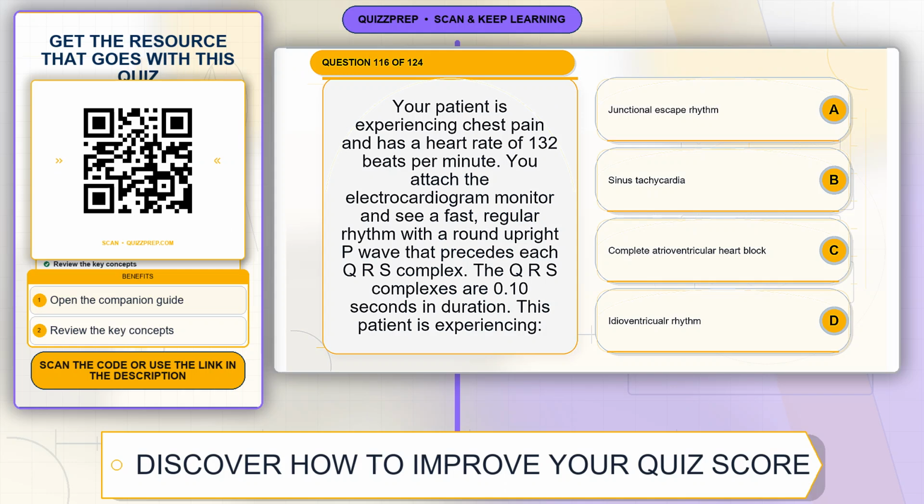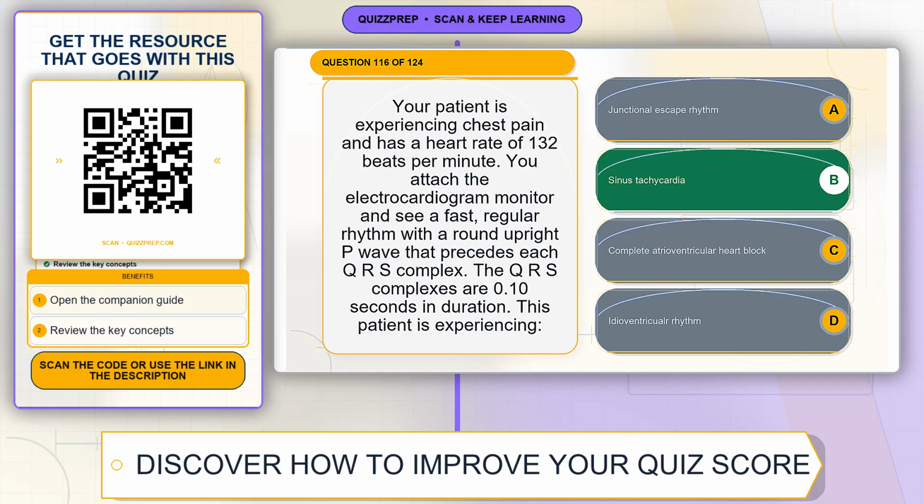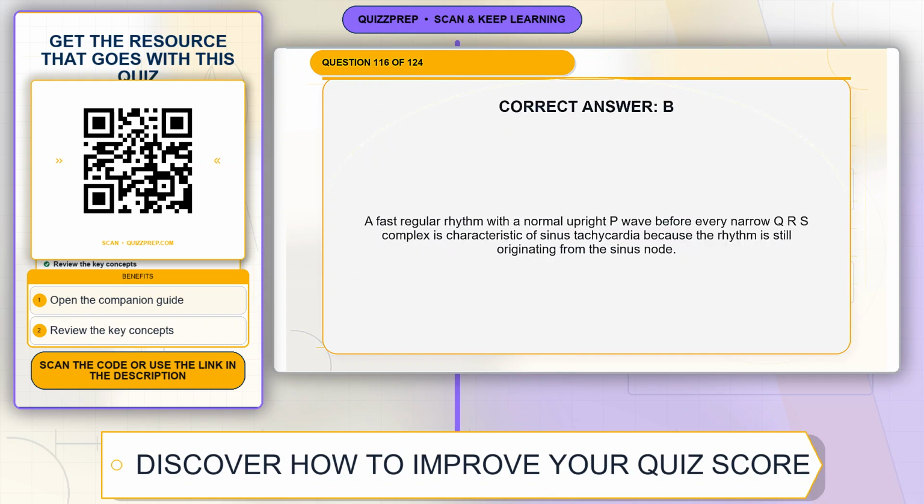This patient is experiencing: Option A, junctional escape rhythm. Option B, sinus tachycardia. Option C, complete atrioventricular heart block. Option D, idioventricular rhythm. The correct answer is option B, sinus tachycardia. Explanation. A fast regular rhythm with a normal upright P wave before every narrow QRS complex is characteristic of sinus tachycardia because the rhythm is still originating from the sinus node.